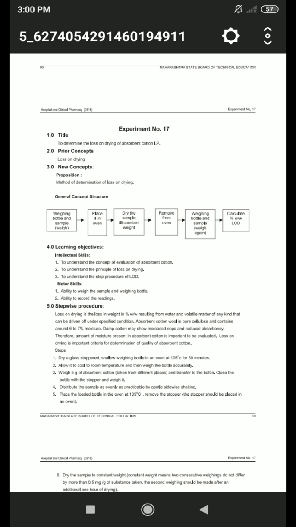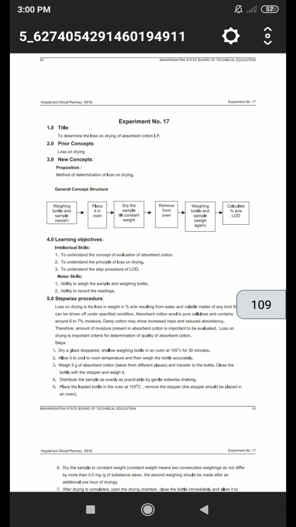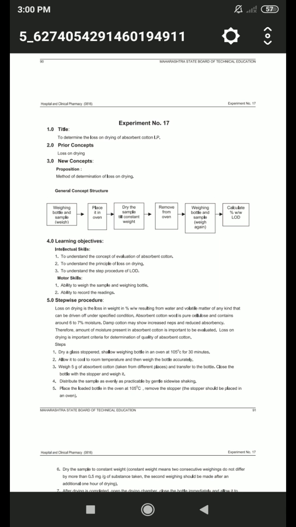The new concept is the method of determination of loss on drying. A method commonly used for moisture content determination is the loss on drying method, or LOD. It is used to specify many major quality specifications. This is based on the thermogravimetric principle, in which a substance is heated until no more weight is lost, that is, it is completely dry.